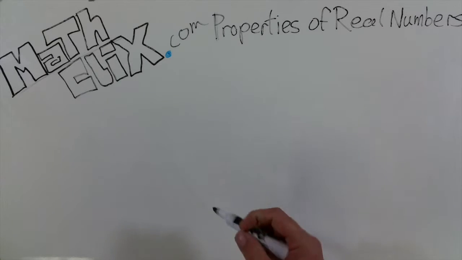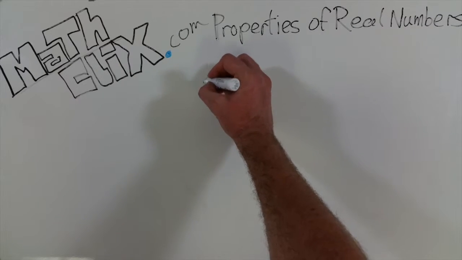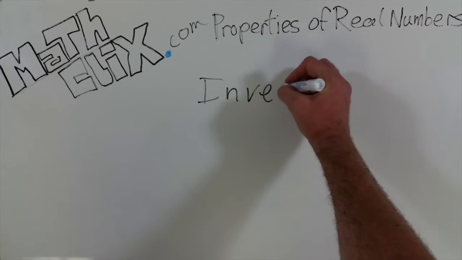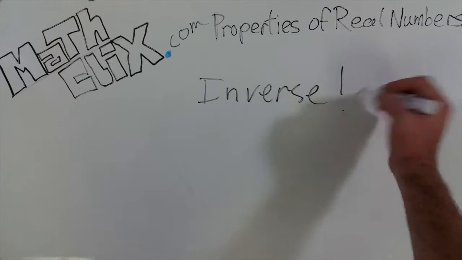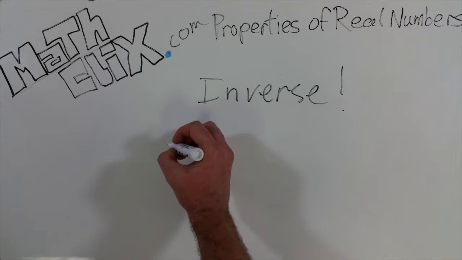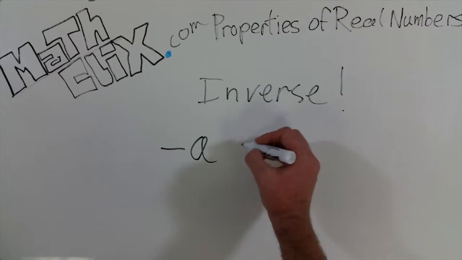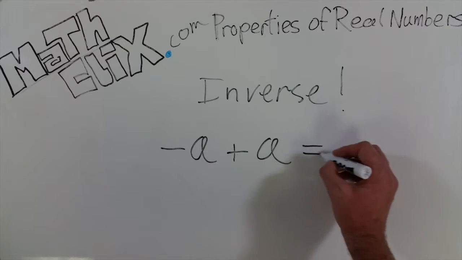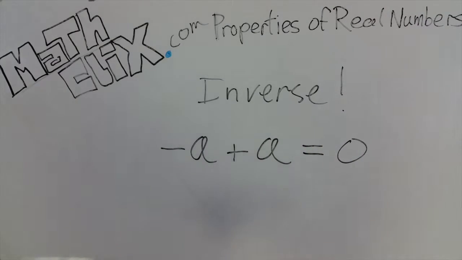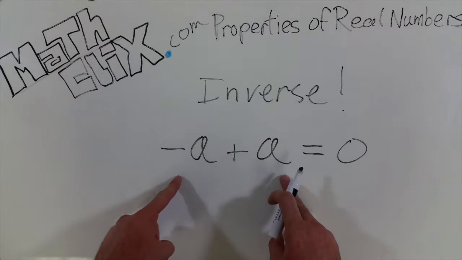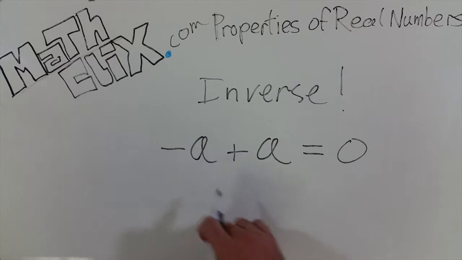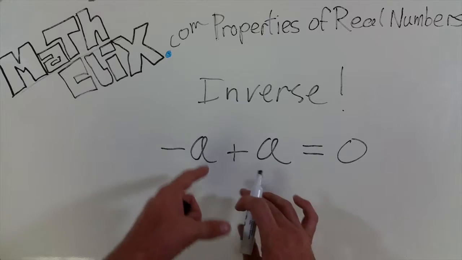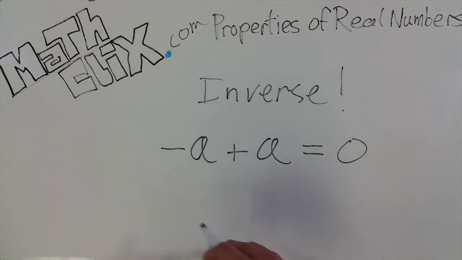Now, the additive inverse property. I'm going to write this one down. Inverse. That is to say, a negative a plus a positive a equals 0 all day long. And you can switch that around too with the commutative property of addition. A plus a negative a equals 0.